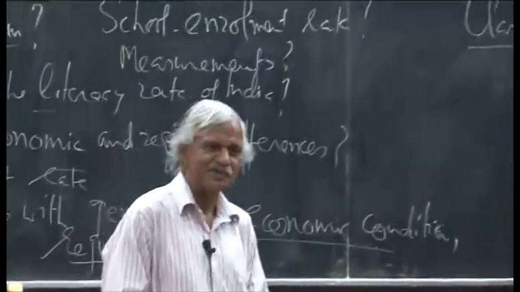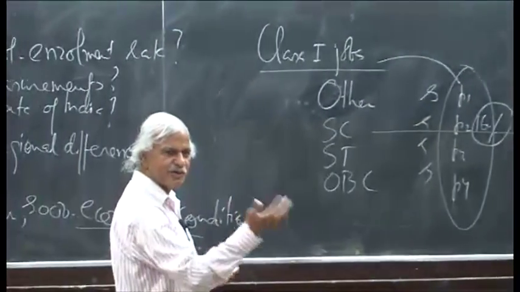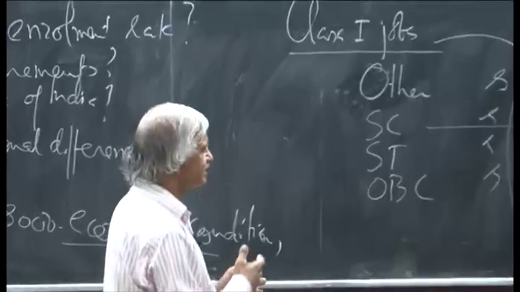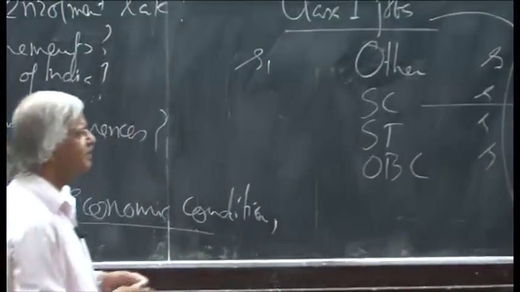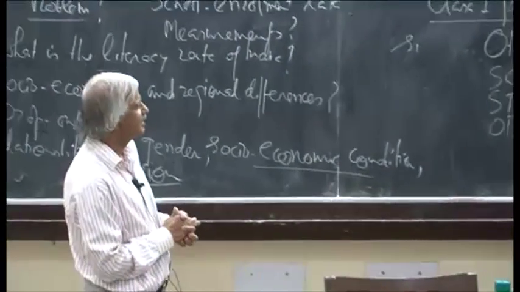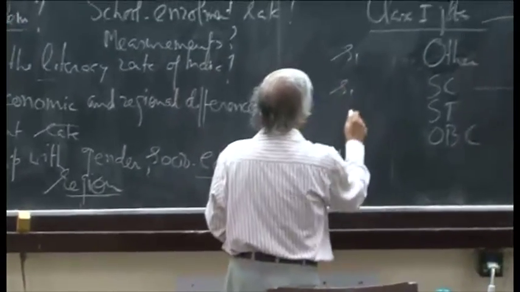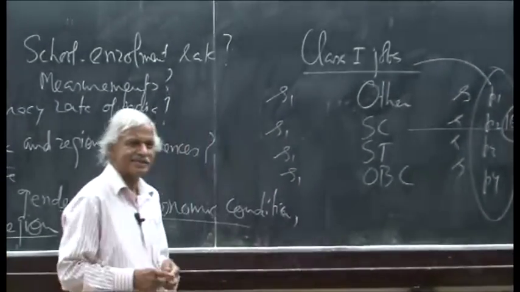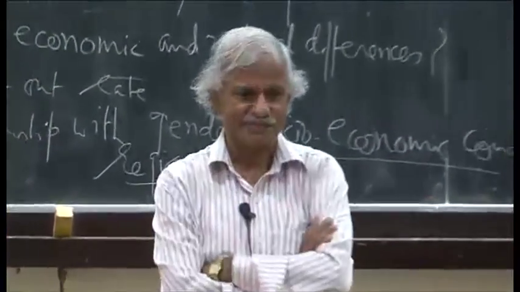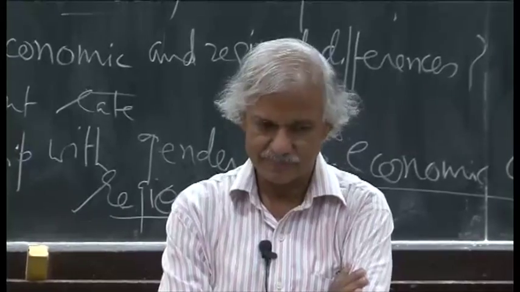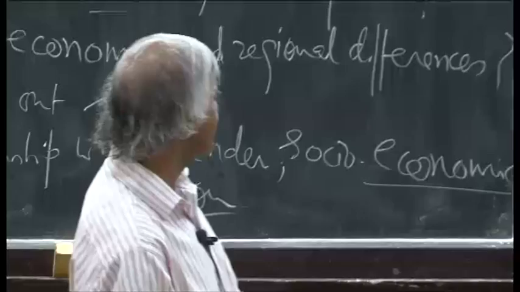Similarly, the situation with respect to education. If you find that the dropout rate before going to, say, secondary level, S1% of girls in other categories drop out, if S1 in all the categories, then the goal of inclusive development is achieved. This is the problem, and this is the method.